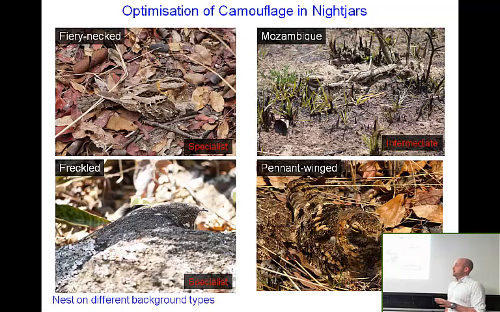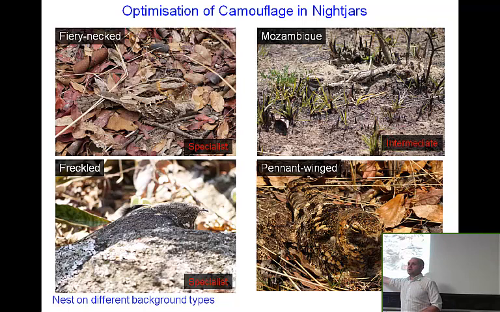And these are really quite interesting because there are four different species that are found in our study site, and they each nest on different background types. So here we have the fiery-necked nightjar, which always lays its eggs against dried up leaf litter. We have the Mozambique nightjar, which, here it is, which lays its eggs on scorched, dried earth. This is my favourite. This is the freckled nightjar, which for some reason lays its eggs on granite rocks. And then this is particularly interesting, the pennant-winged, because females are actually generalists, and they'll lay their eggs on a whole number of different substrate types.